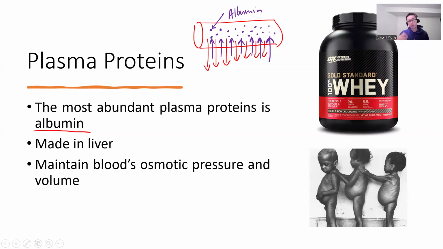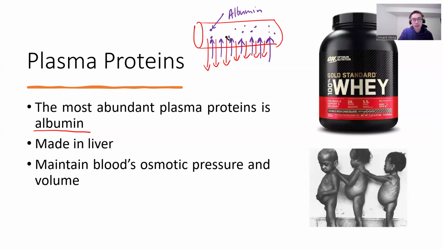Now, if you look at kids who are malnourished, and this is something that you often see when they promote World Vision or something, asking you to donate to help these kids, this is a very typical picture that they show with the hungry and malnourished kids. They have a big belly. Why is that the case? Well, when they are malnourished, they are not getting enough protein in their diet. That's often the case. And when that happens, the albumin level basically goes down.